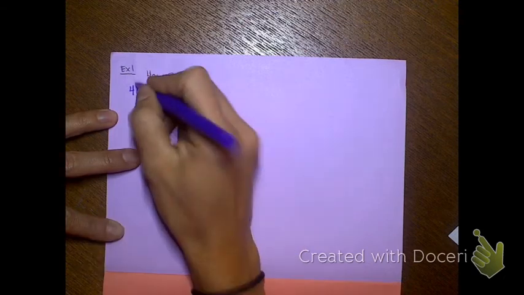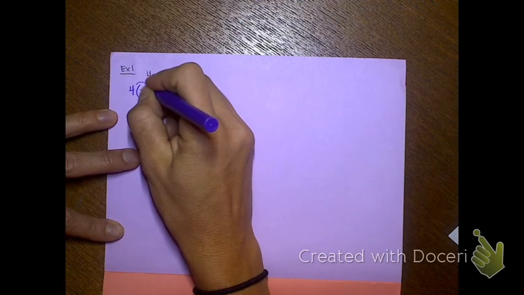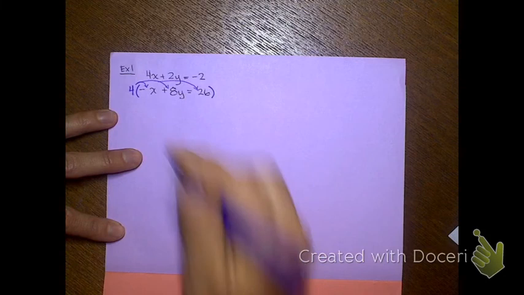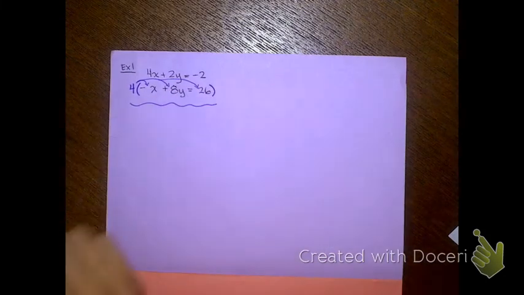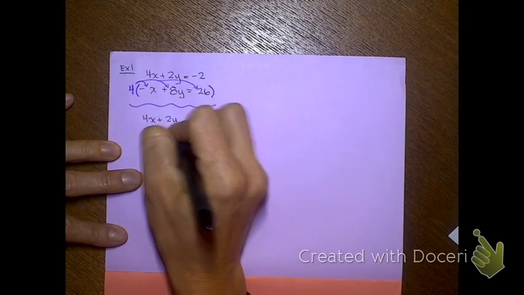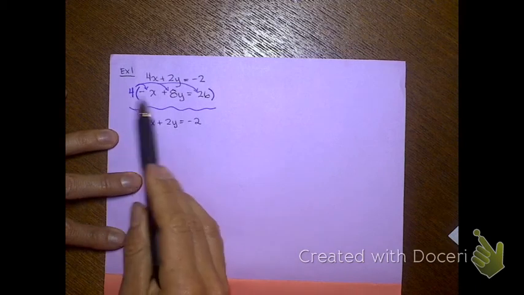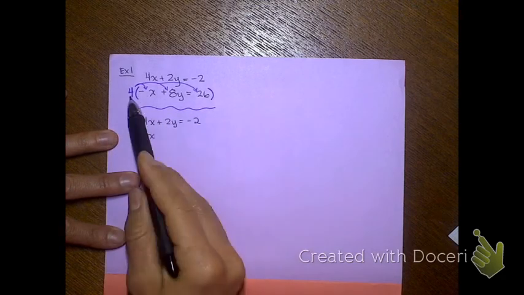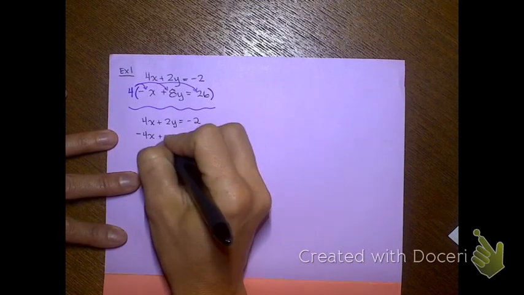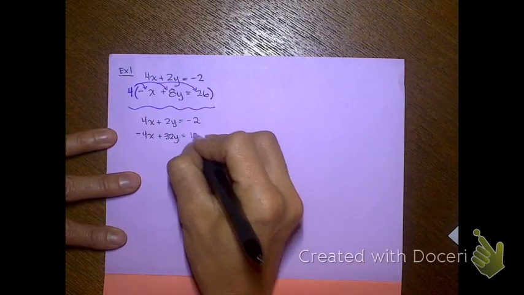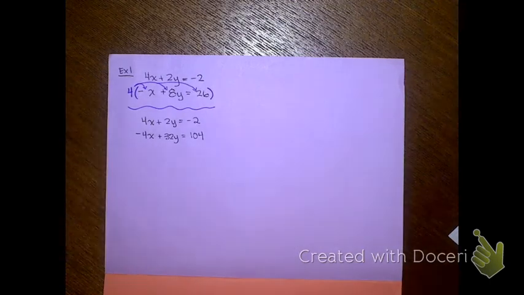Now remember, when I'm working with an equation, I have to do the same thing to all the parts to keep the property of equality. So I'm going to multiply this 4 by every single part here. I'm going to rewrite my set of equations. I'm not doing anything to the top one right now, I'm just leaving that one alone. But I'm multiplying 4 times this one. So that makes negative 4x. And 4 times 8y makes positive 32y. And 4 times 26 makes 104.